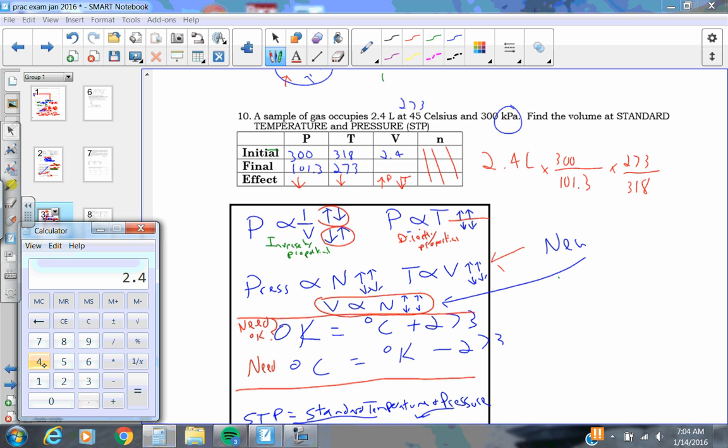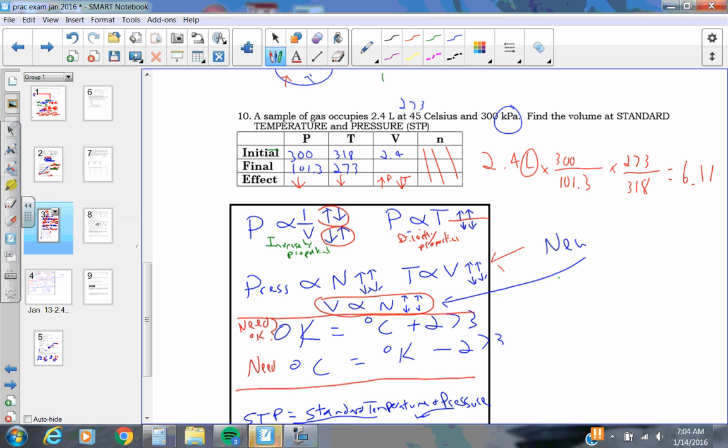2.4 times 300 times 273 divided by 101.3, also divided by 318, and I'm getting 6.1. 6.1 what? Well, we had liters, so then it's going to be liters. Once again, I don't really have a reality check with two conflicting things. We're just going to have to go with it.